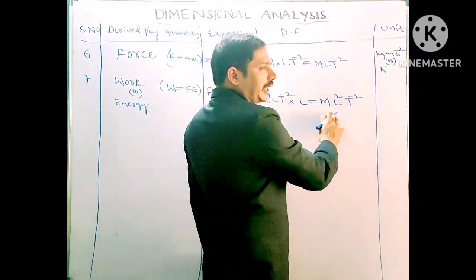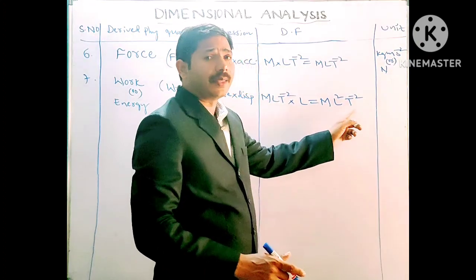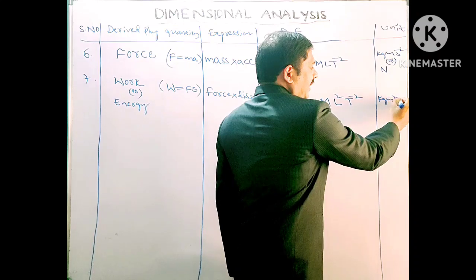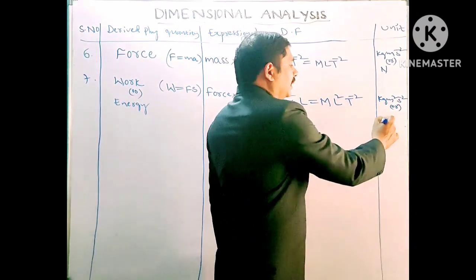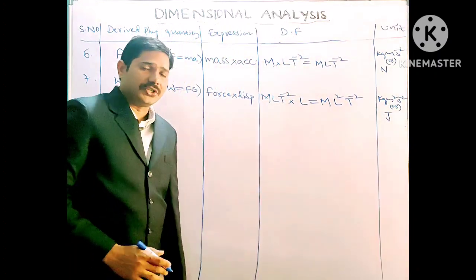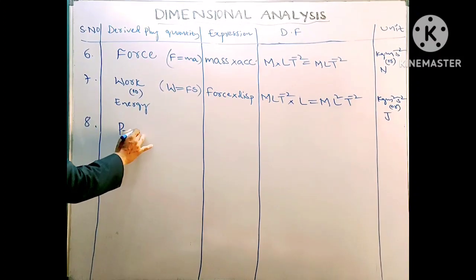According to this, the unit is what? Kg meter square second power minus 2, or according to the scientist's name, the SI unit of work or energy is what? Joule.